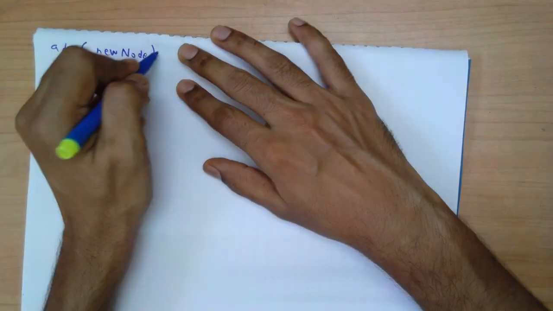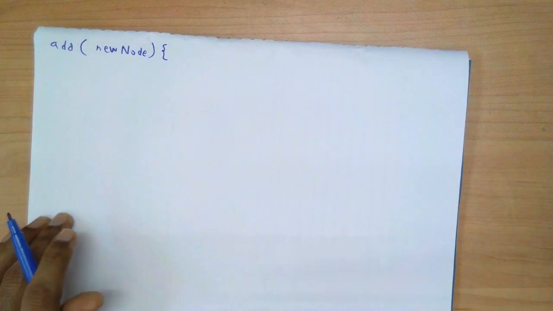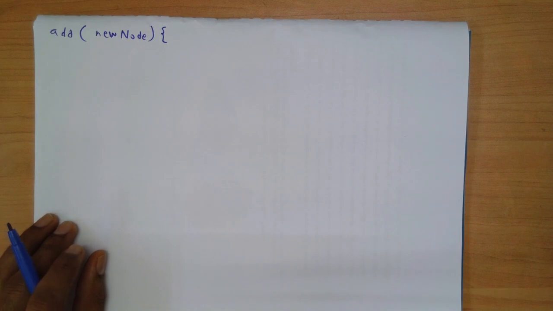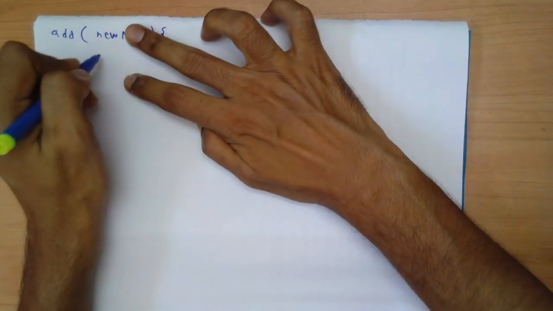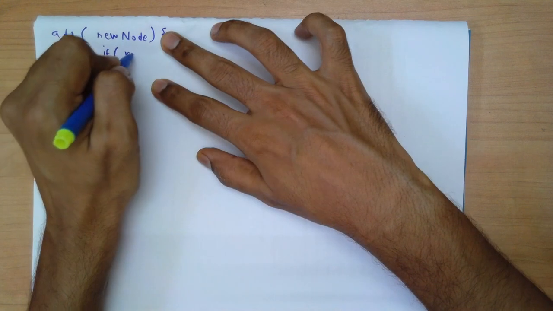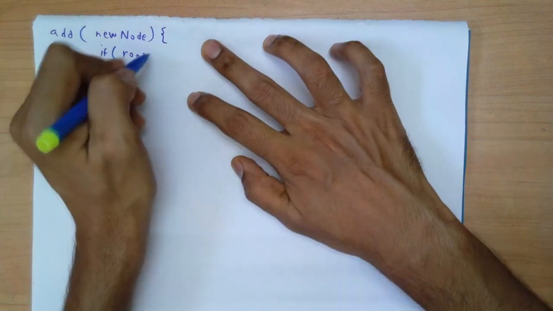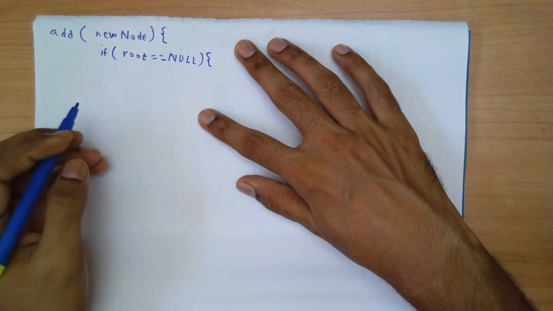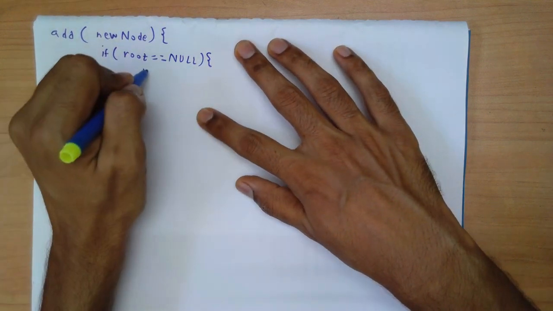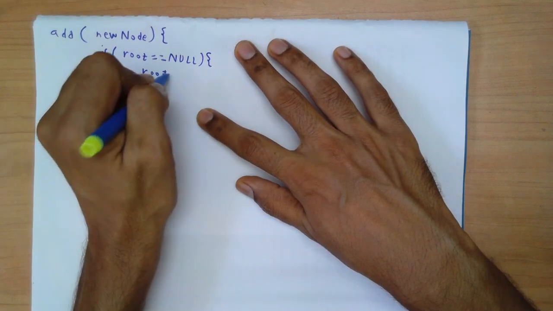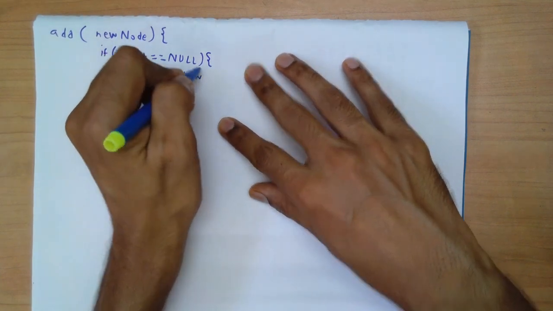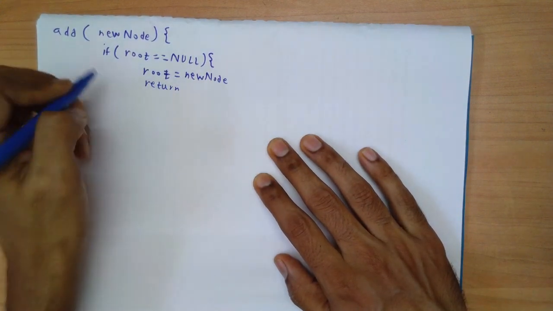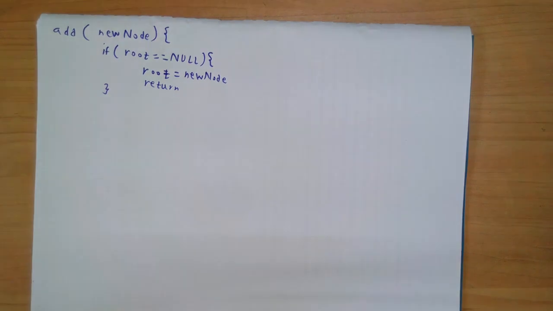Okay, so when I start adding, the first thing I have to ask is, is my tree empty? If my tree is empty, then it's a trivial case. My new node will become my root. So the question: if my root is equal to null, if that's the case, then I simply say that my root is equal to my new node, and then I return. Okay, so done. That's a trivial case.